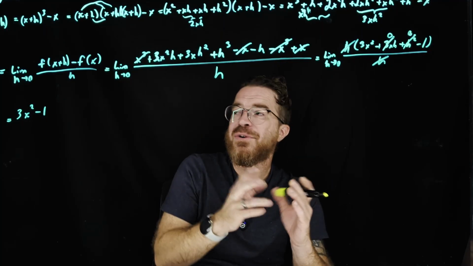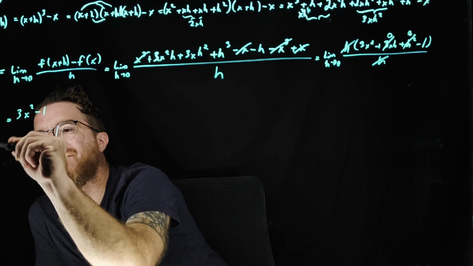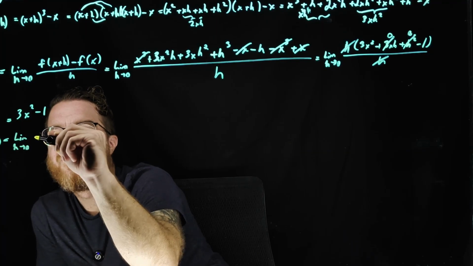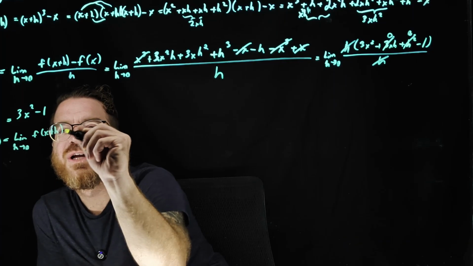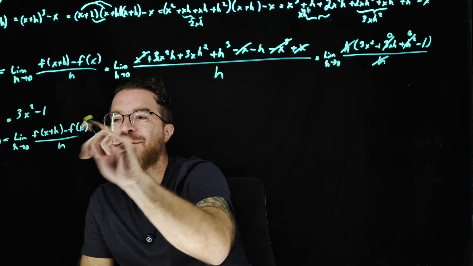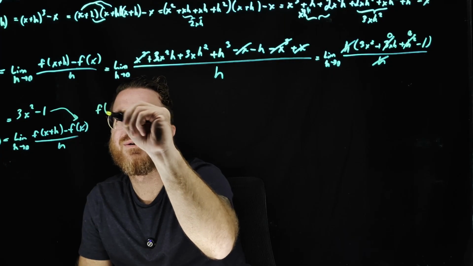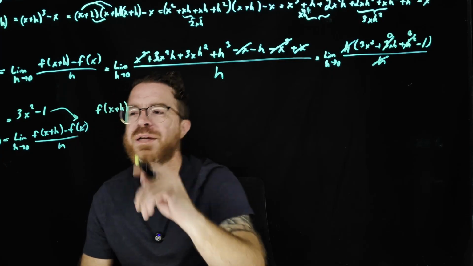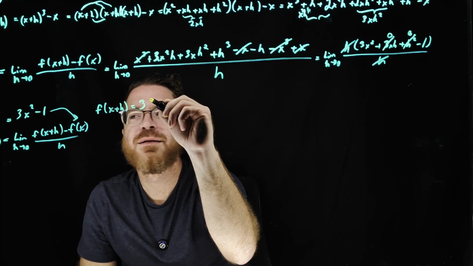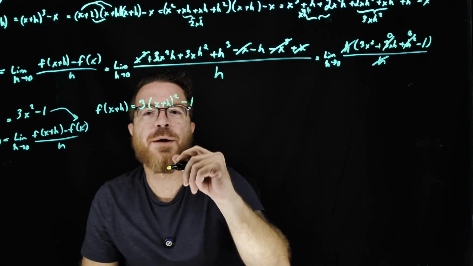Now we're going to take the second derivative, so we're going to do the same thing. f double prime of x is going to be the limit as h goes to 0, f of x plus h minus f of x divided by h. But now this is our f of x that we're going to be using here. So let's figure out what f of x plus h is. We plug in x plus h wherever we have an x here, so this is going to be 3 times x plus h squared minus 1.